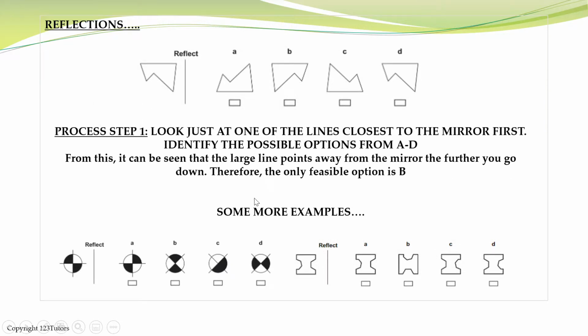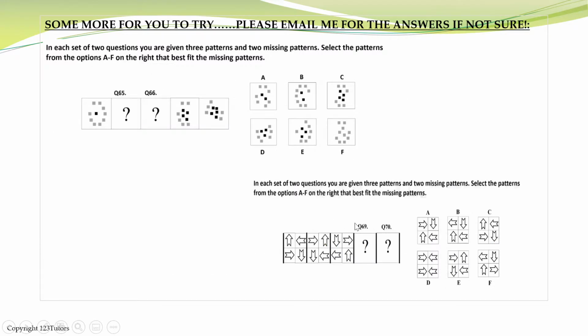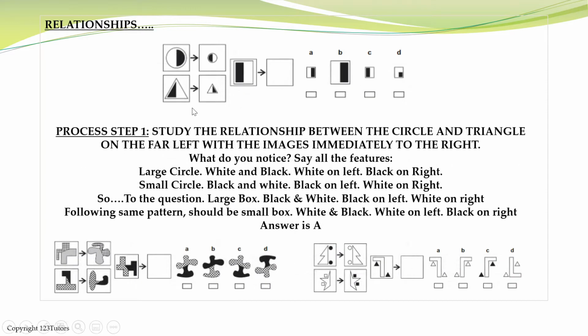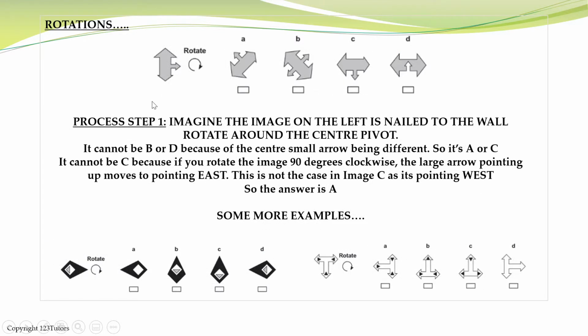This one we did. One more example for you to try there. Here you've got the correlation and relationship between this pattern and that pattern. Big white circle, small white circle. Here I'm saying one pattern at a time. So therefore it's going to be a big white box, small white box, A, C or D. Black shaded on the right hand side, black shaded on the left hand side. Black shaded on the left hand side, so it's going to be black shaded on the right hand side. The answer is A. A couple more to try there.